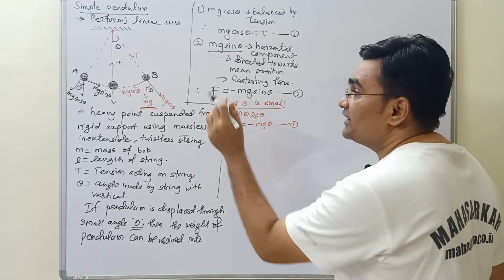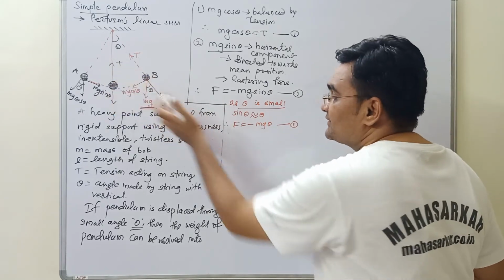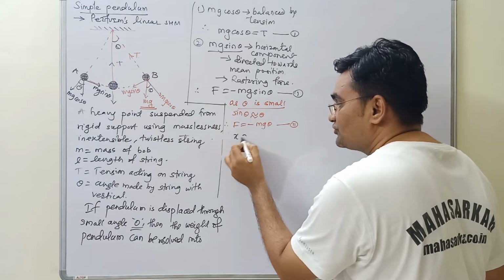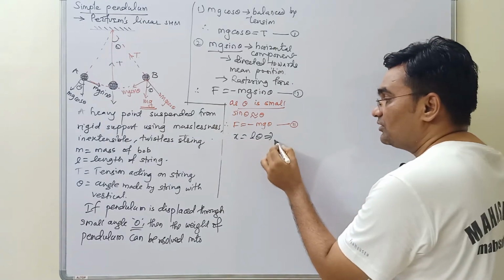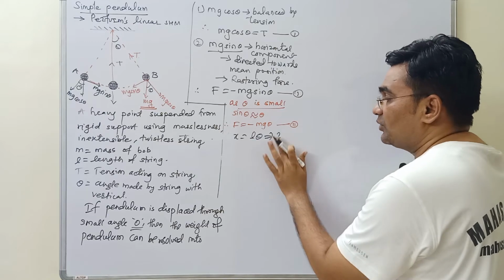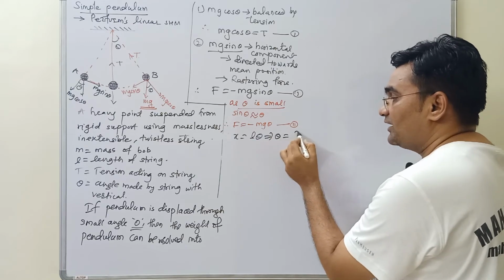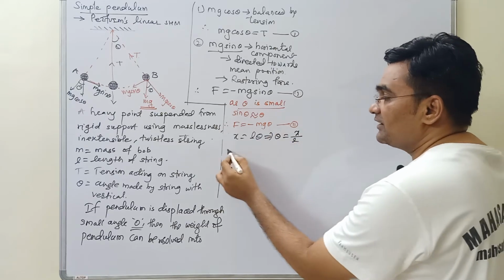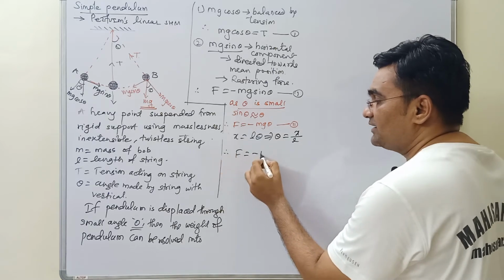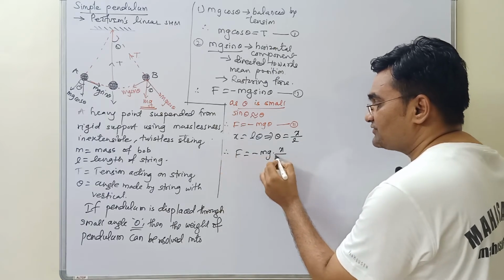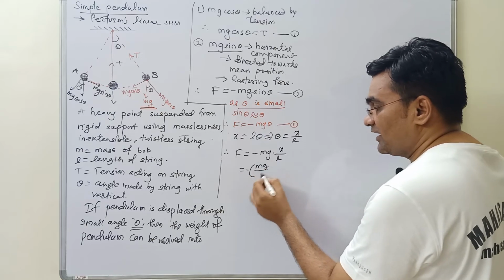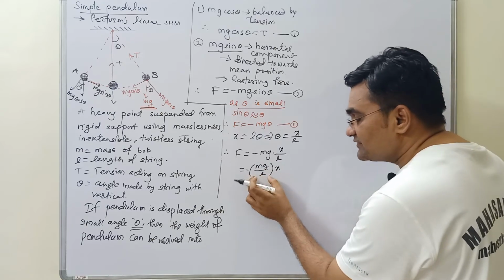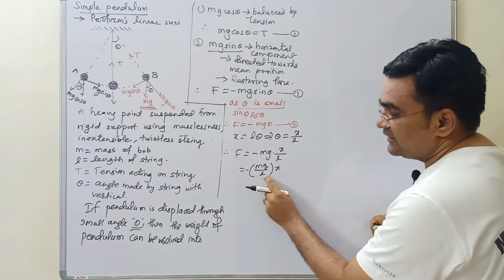If theta is small, then the length of arc is given by x equals L into theta. What is theta equal to? Theta equal to x upon L. Replacing here, I will get F equal to minus mg into x upon L. I can say minus mg upon L into x. These things are constant. Weight and length are constant.